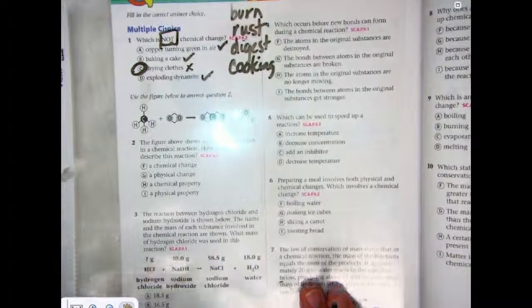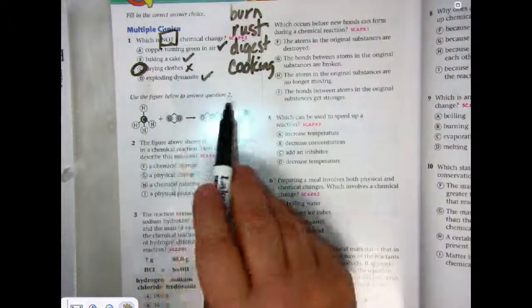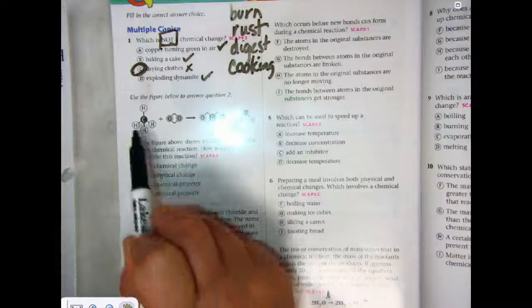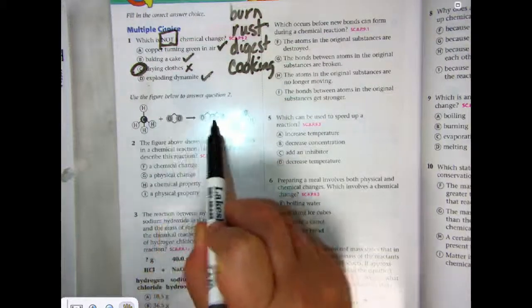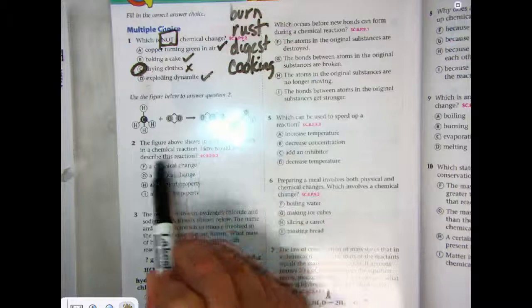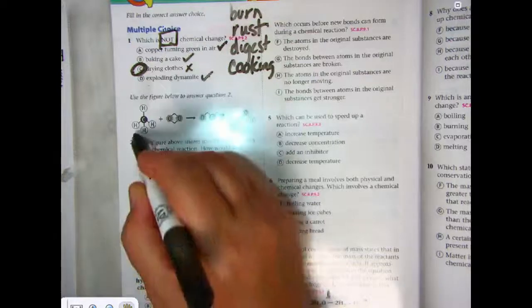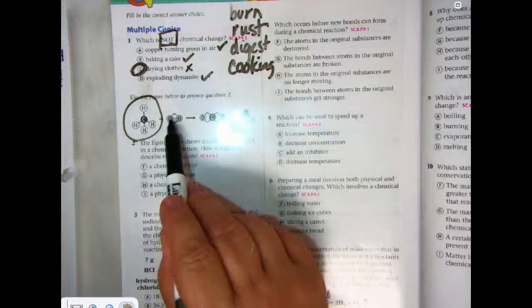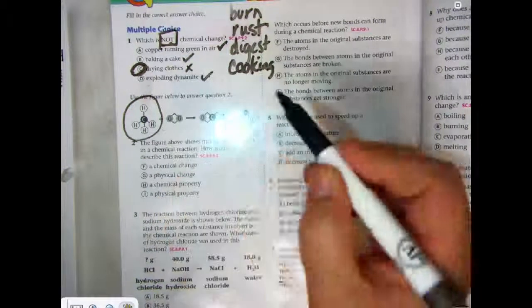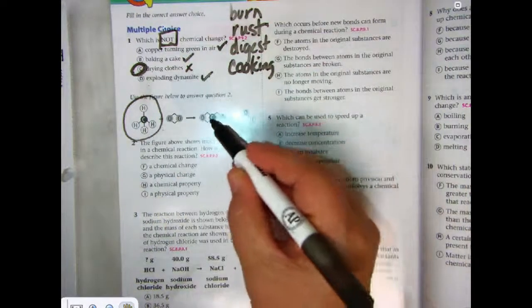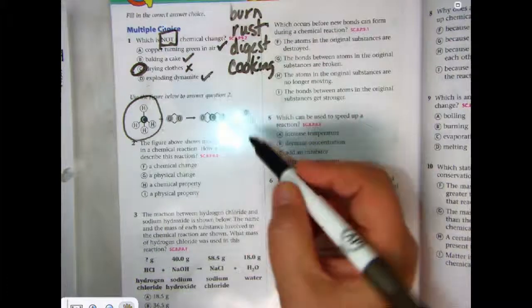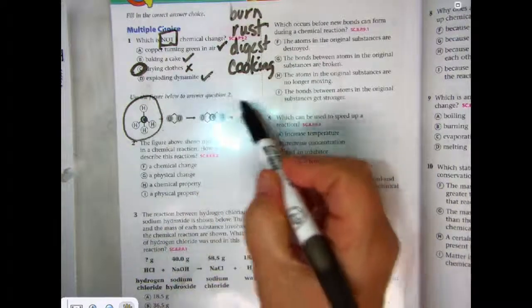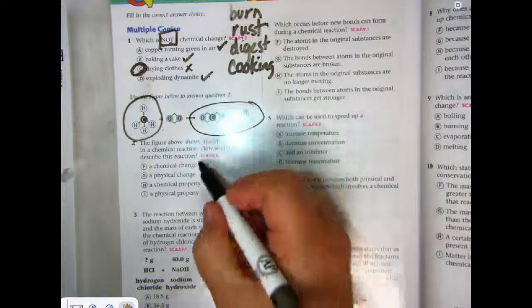Okay, number 2. Use the figure below to answer question 2. The figure shows models of molecules in a chemical reaction. So this is a molecule, this is a molecule, this is a molecule, this is a molecule. How would you describe this reaction? Okay, so you start off with something with a carbon and 4 hydrogens, and it's added to 2 oxygens, so those are the reactants. And then the products are a carbon with 2 oxygens and an oxygen with 2 hydrogens. Completely different things. So when you end up with something completely different, it's a chemical change.